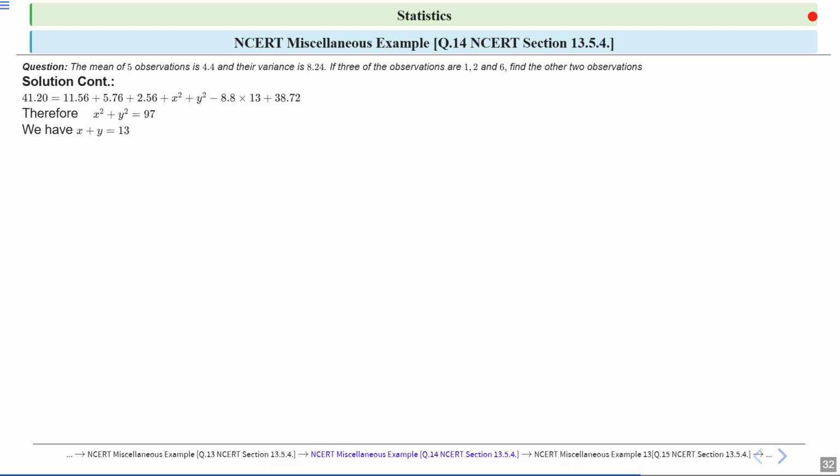So we have x plus y is 13. On squaring both sides, we get x square plus y square plus 2xy equal to 169. From x square plus y square equal to 97 and x square plus y square plus 2xy equal to 169, we have 97 plus 2 times xy equal to 169. So this simplifies to 2xy equal to 72, which means xy is equal to 36.